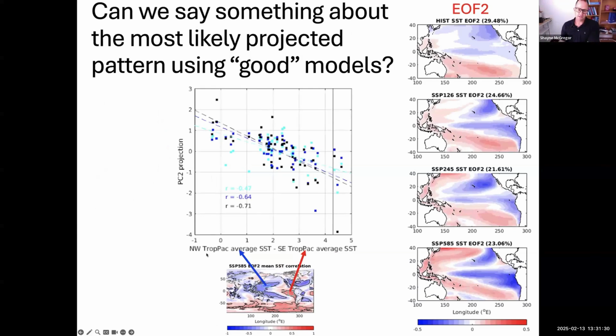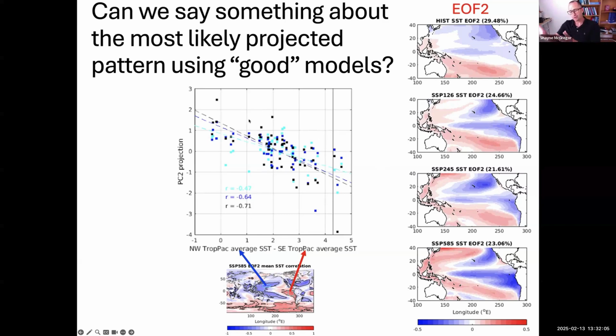So what I've got is the northwestern Pacific average sea surface temperature minus the southeastern tropical Pacific average sea surface temperature. The black line is the observations. In the observations, there's a gradient between the east and west of the basin of a little over 4 degrees Celsius. There are only a handful of models that can actually produce a gradient this large. Of those that have a gradient close to the observations, they clearly have a negative projection onto PC2 in the future, whereas those that have a near zero or much weaker gradient have a positive projection.